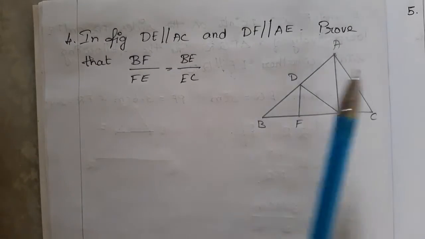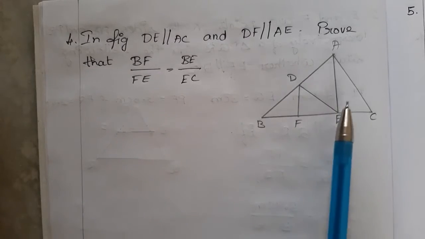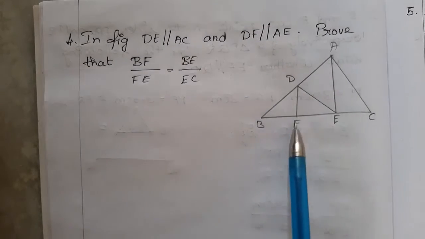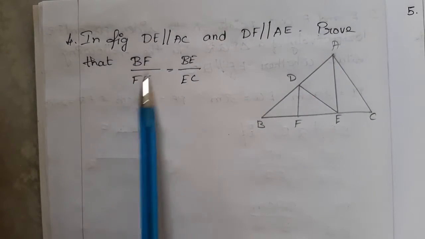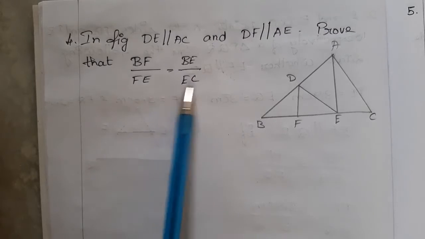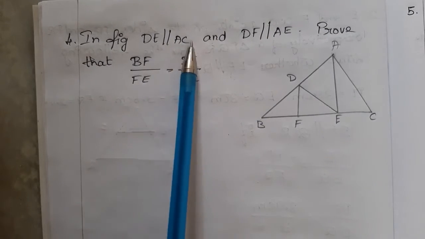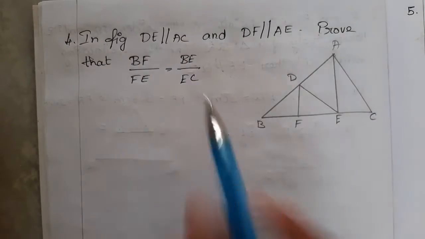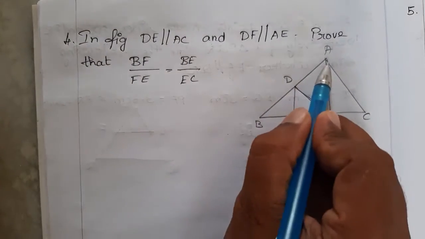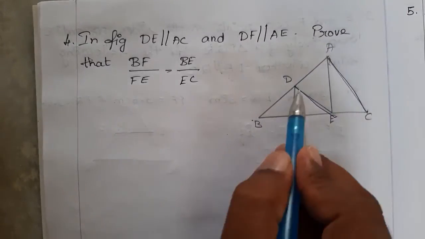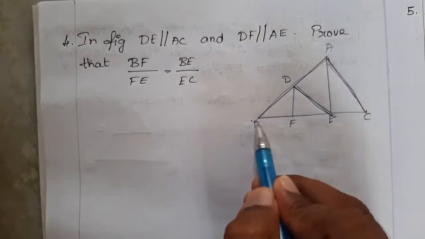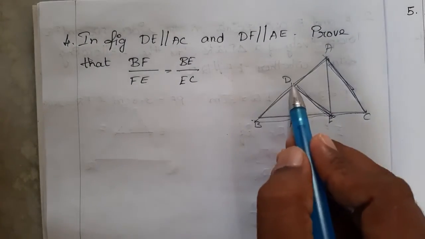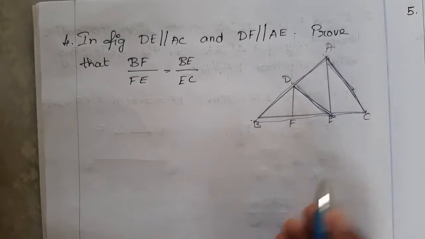So here we go for the next problem. In the given figure, DE is parallel to AC and DF is parallel to AE. Prove that BF by FE is equal to BE by EC. If a parallel is given, sure we are going to use BPT, right? So it says DE is parallel to AC. So in the triangle ABC, this is the parallel line. And consider this triangle. So these two lines are parallel. Then we can say BD by DA is equal to BE by EC, right?